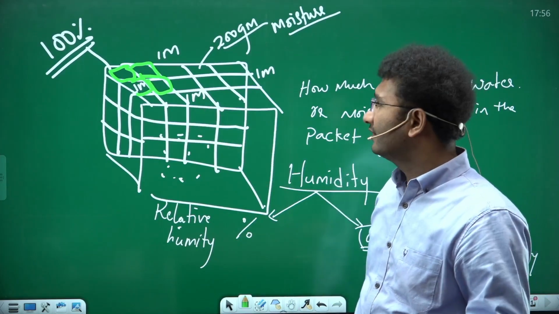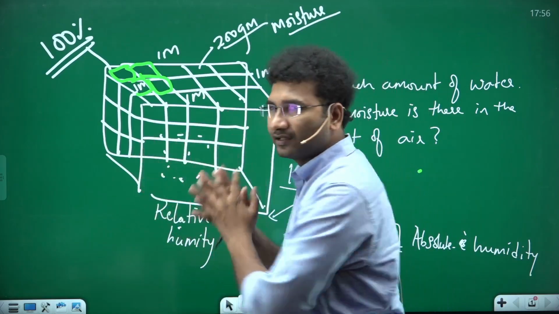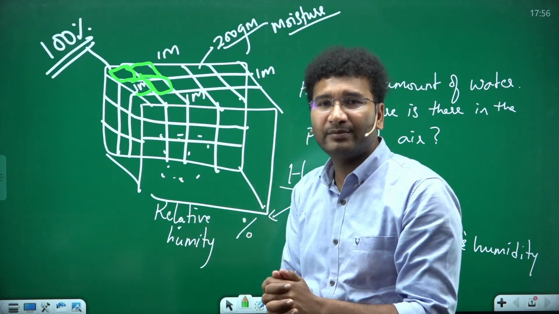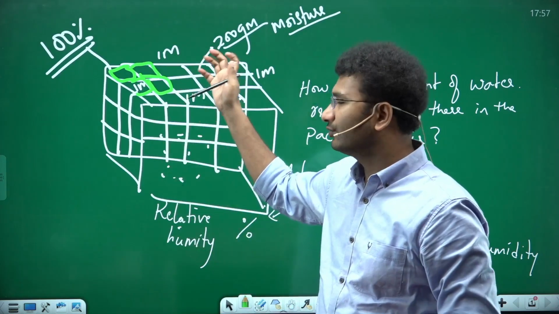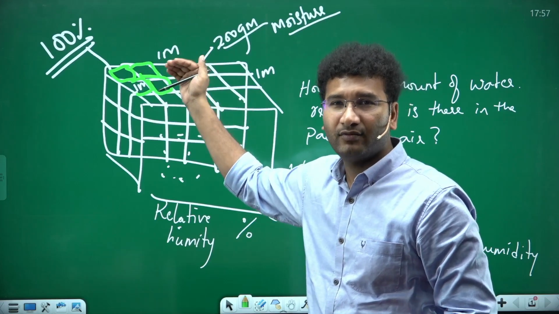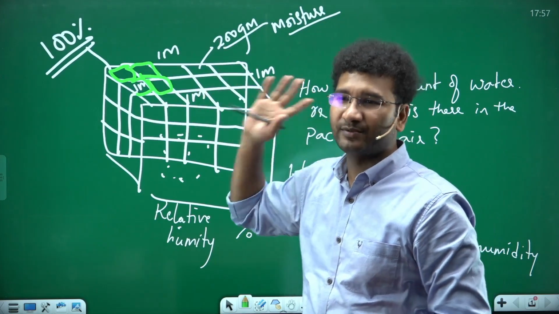Relative always means there is a potential. The potential to hold moisture is 100%, and in that, how much moisture is present? If 20% of this packet of air is filled with moisture, then we say the percentage of relative humidity is 20%.